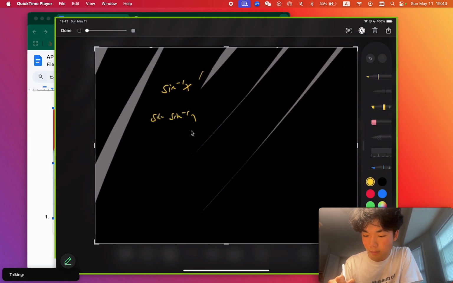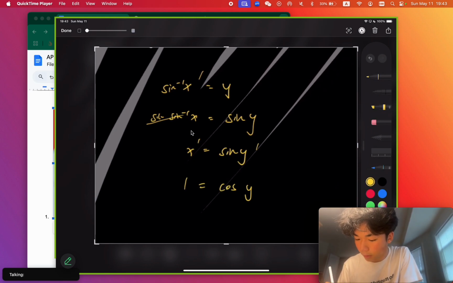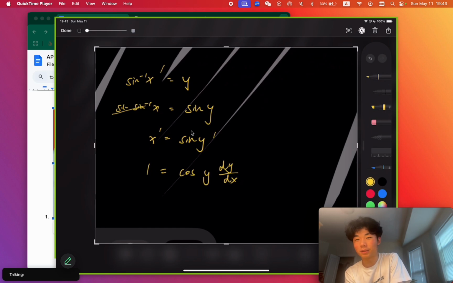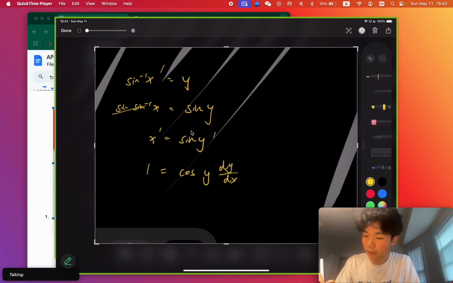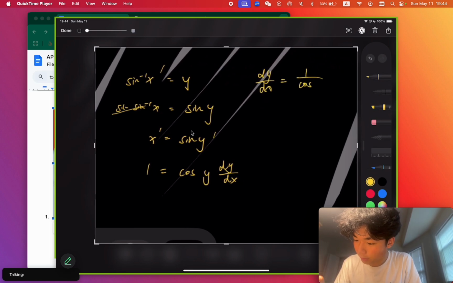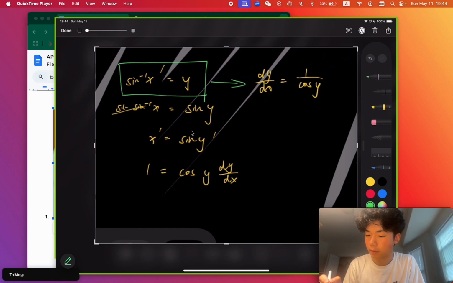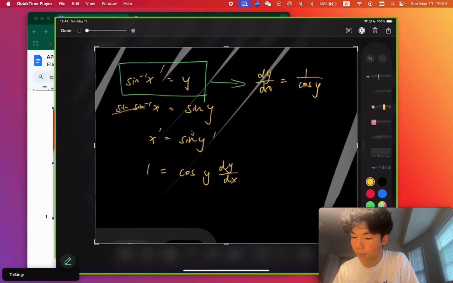So this thing equals y, right? If you put sine on both sides, this cancels out, leaving x equals sine y. Then if you take the derivative of both sides, you get 1 equals cosine y times dy dx, because it's implicit differentiation. Then dy dx equals 1 over cosine y. This works because you have already set up the function as inverse sine x equals y, and dy dx yields the derivative of inverse sine x. I hope that makes sense.